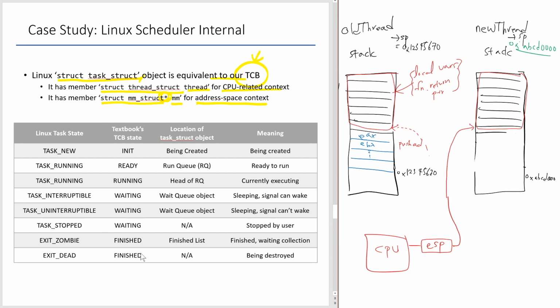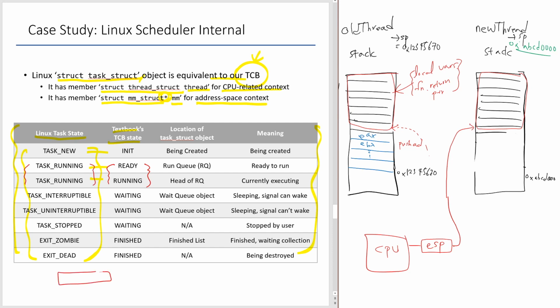Shown here, this table is the Linux thread states. These are the names of the states, and this is the mapping between Linux task states and textbook TCB states. One interesting thing is that we distinguished the ready state and the running state. We treated these as separate states, ready and running. But in Linux, they are all TASK_RUNNING.